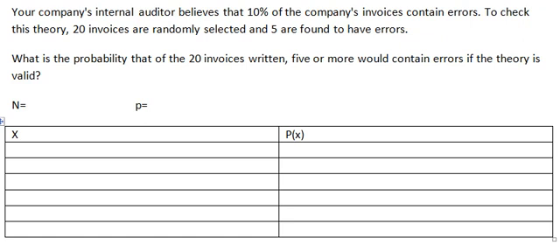Okay? To check this theory, 20 invoices are randomly selected and 5 are found to have errors. Stop. That's your test. So they did a survey. They took 20 invoices. I don't know how many invoices there are, but there's more than 20. Maybe this is a company with thousands of invoices. So we took a sample of 20 from a pool of many, and it was found that 5 had errors.